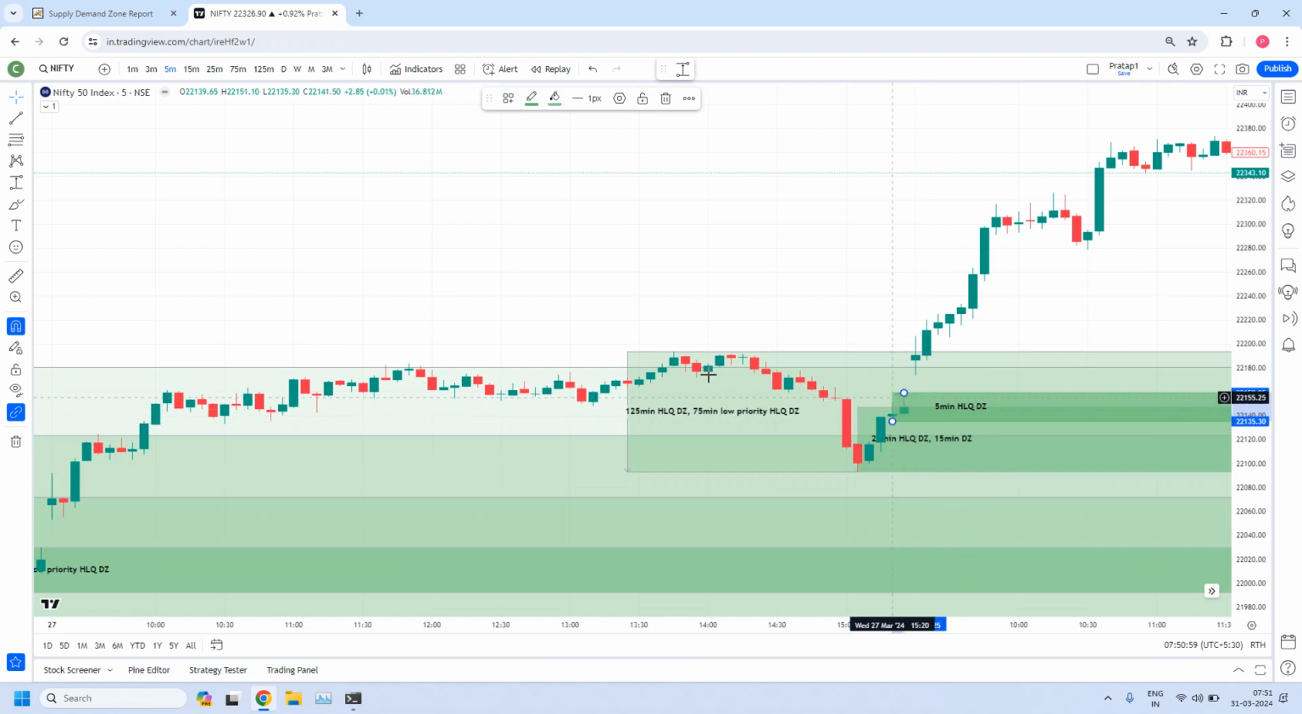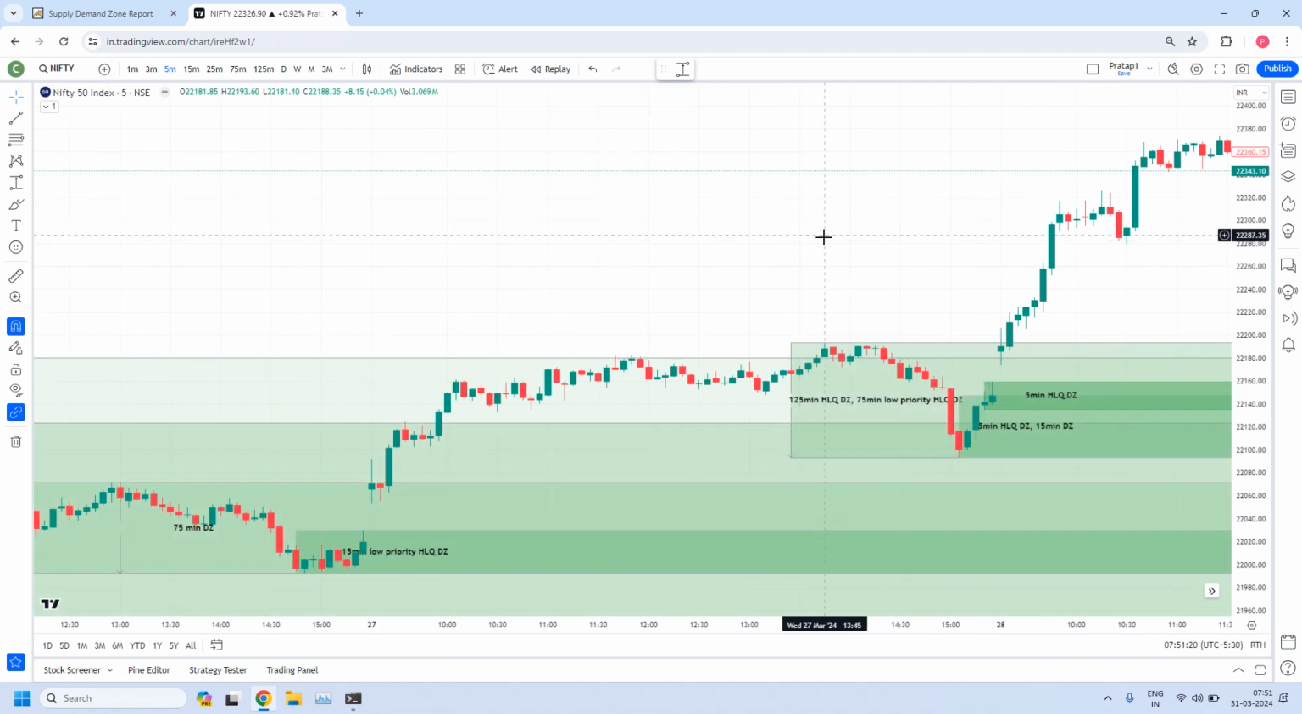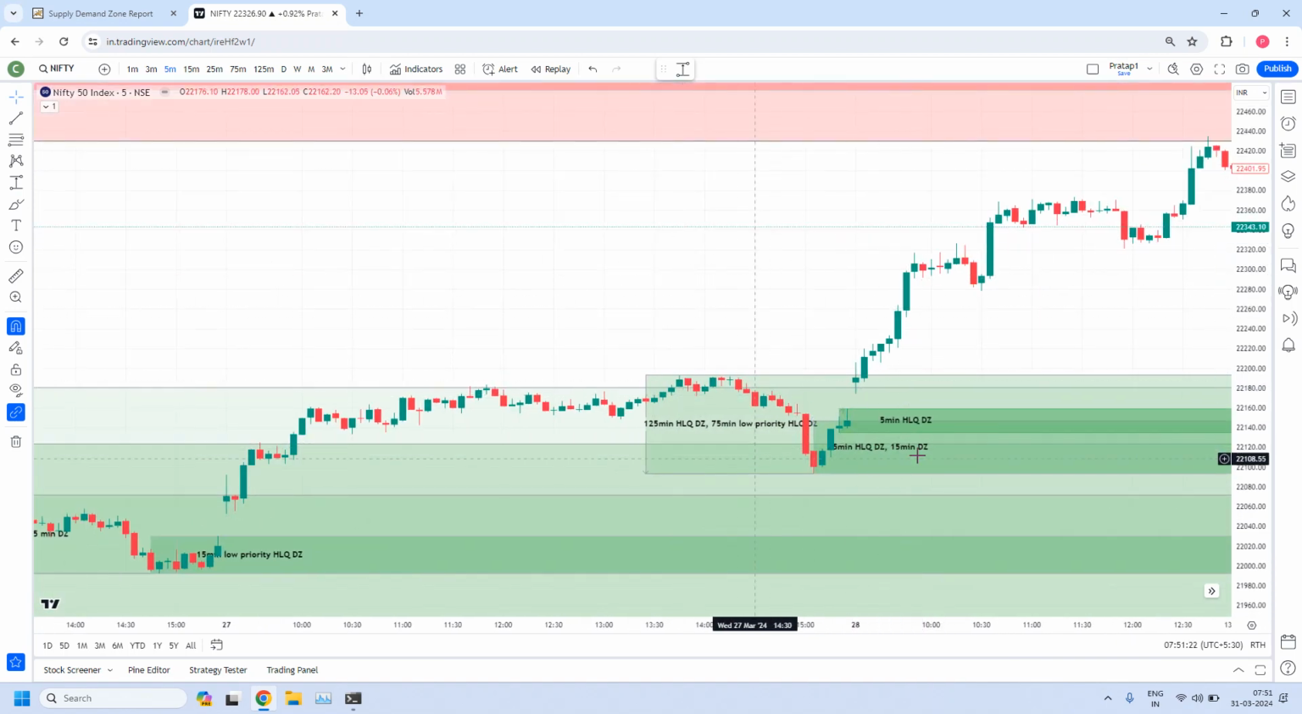But this is not inside a 75 minutes high liquidity zone. But 75 minutes high liquidity, low priority high liquidity. 75 minutes low priority high liquidity zone, I am not claiming 80% success rate for the fine-tuned zones. I am not claiming. Maybe it might be having a 60% success or 55% success. Okay, now let me explain how we fine-tune this 5 minute zone.